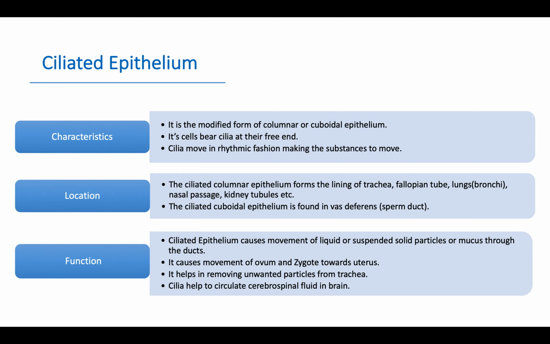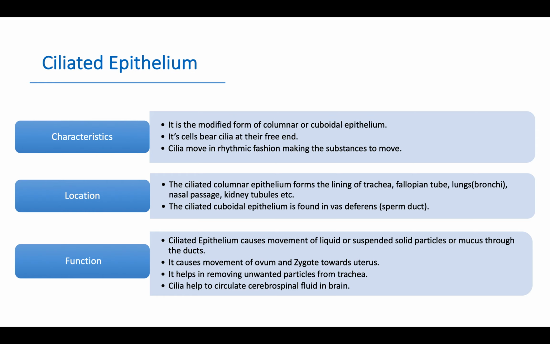Location of ciliated epithelium. The ciliated columnar epithelium forms the lining of the trachea, fallopian tube, lungs as in bronchi, nasal passage, kidney tubules, etc. The ciliated cuboidal epithelium is found in the vas deferens or sperm duct.